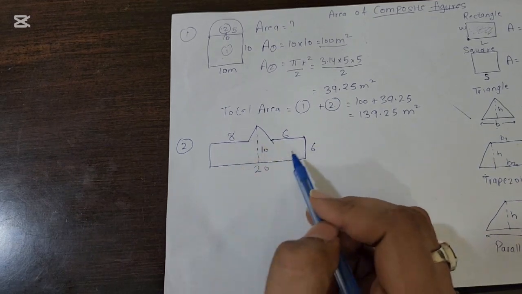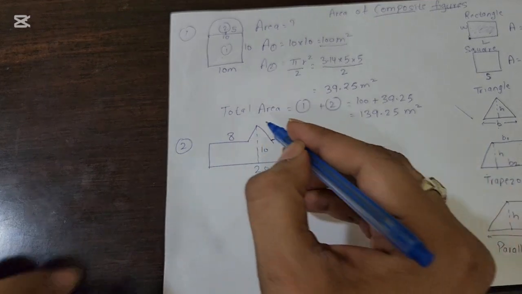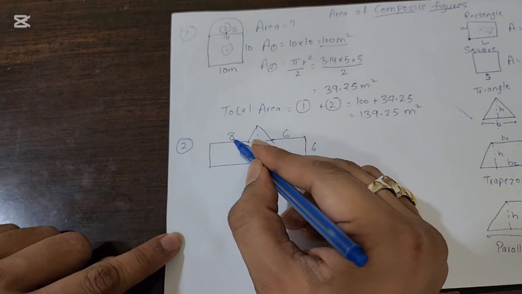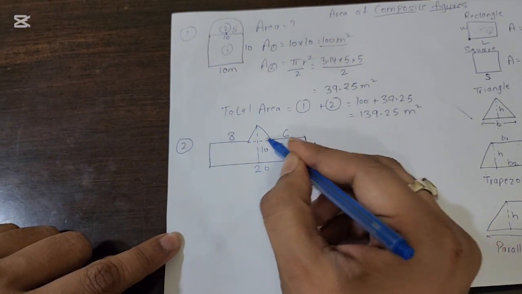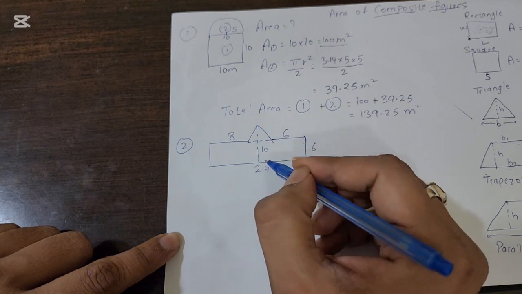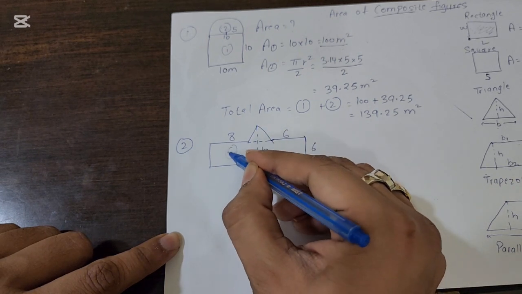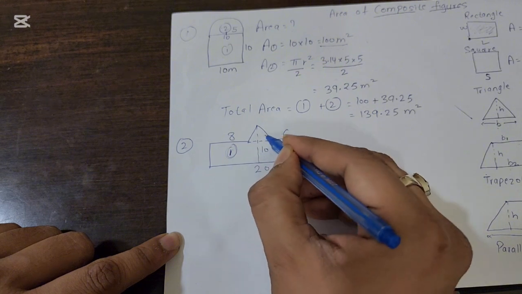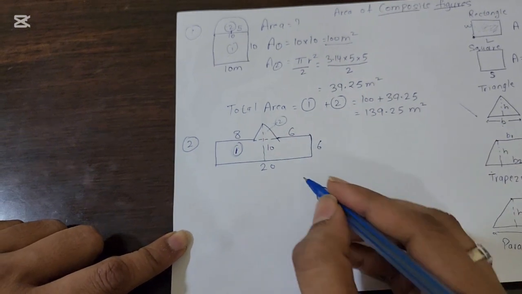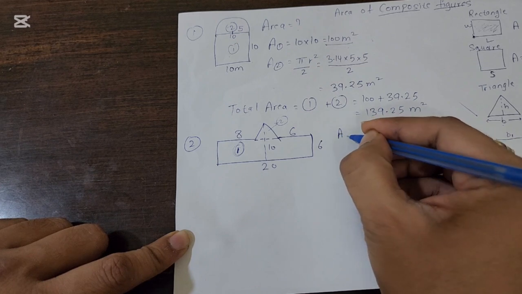Now this whole figure is made from two shapes. If I make a dotted line here, you can see down I have a big rectangle, right, and up here I have a small triangle. So rectangle and triangle. So rectangle is my number 1. This is number 1 figure and my triangle is number 2. So let us find the area of the rectangle first.